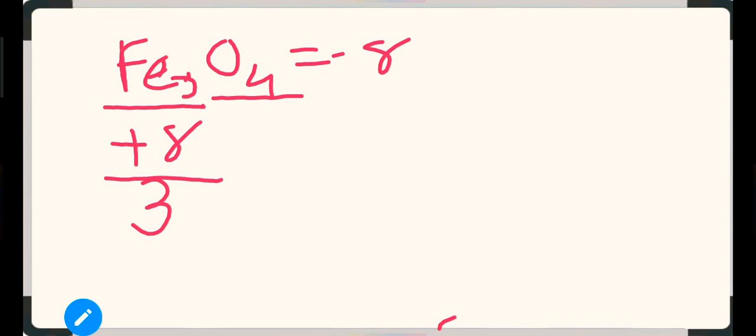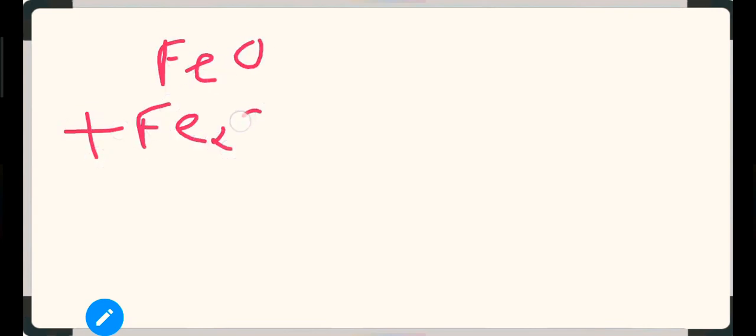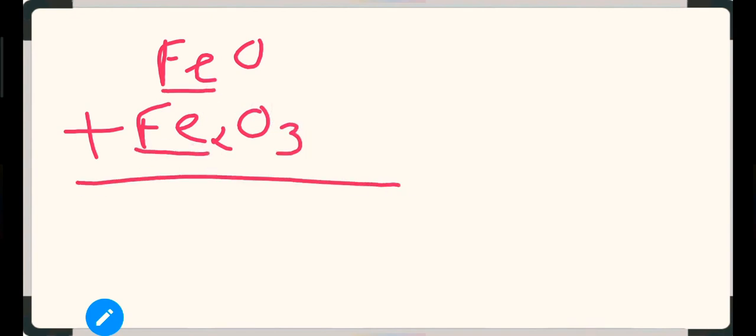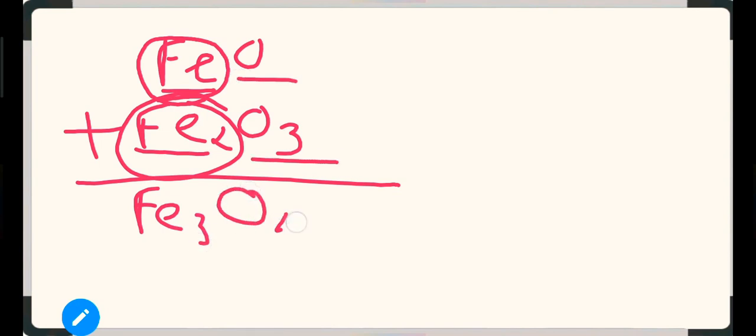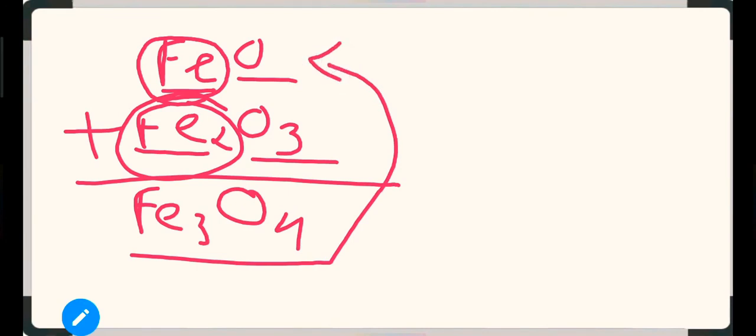So actually Fe3O4 is a mixture of FeO and Fe2O3. That means Fe+2 and Fe+3 oxides. Now let us calculate the total quantity. So we have 1 Fe from FeO and 2 from Fe2O3. So total quantity of Fe is 3. Total quantity of oxygen is 4. So Fe3O4 is actually a mixture of ferrous oxide and ferric oxide.